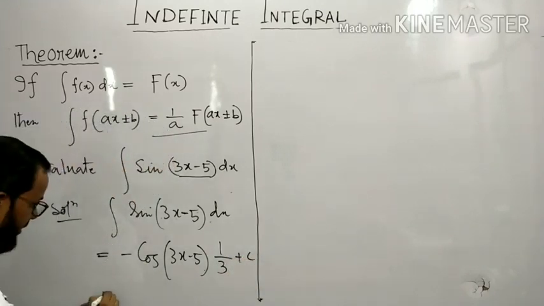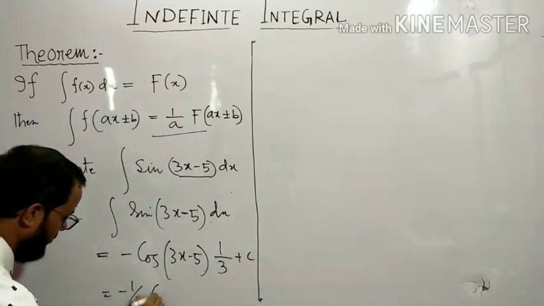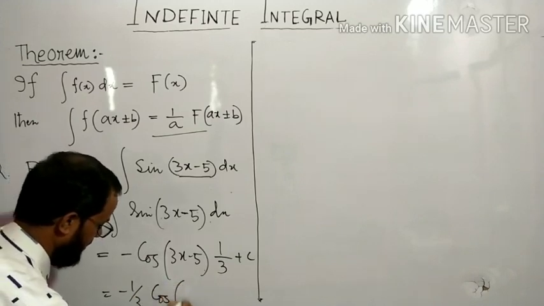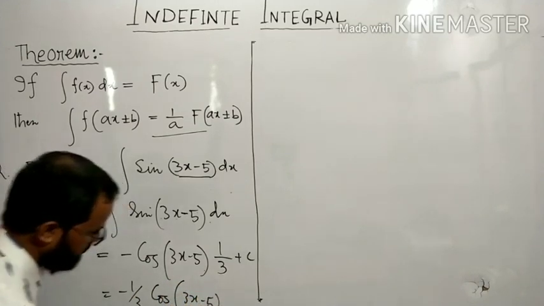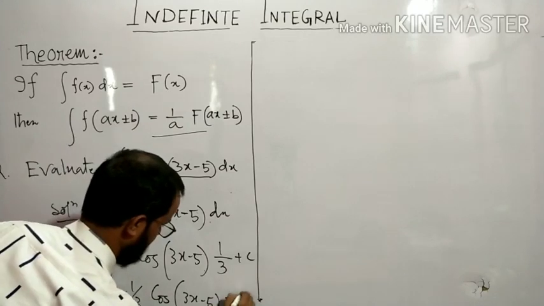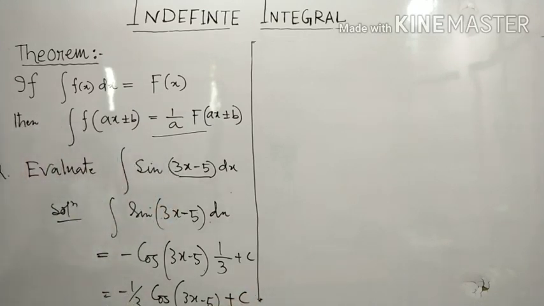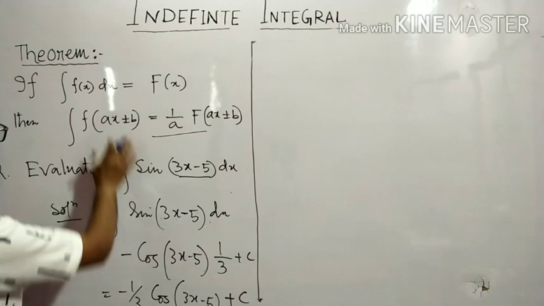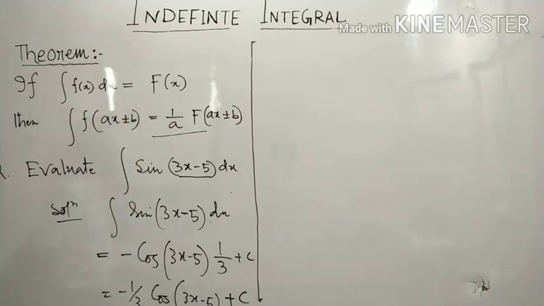So finally it can be minus 1/3 cos(3x minus 5) plus c. Okay, this is the result. So this is the actual application of this particular integral.